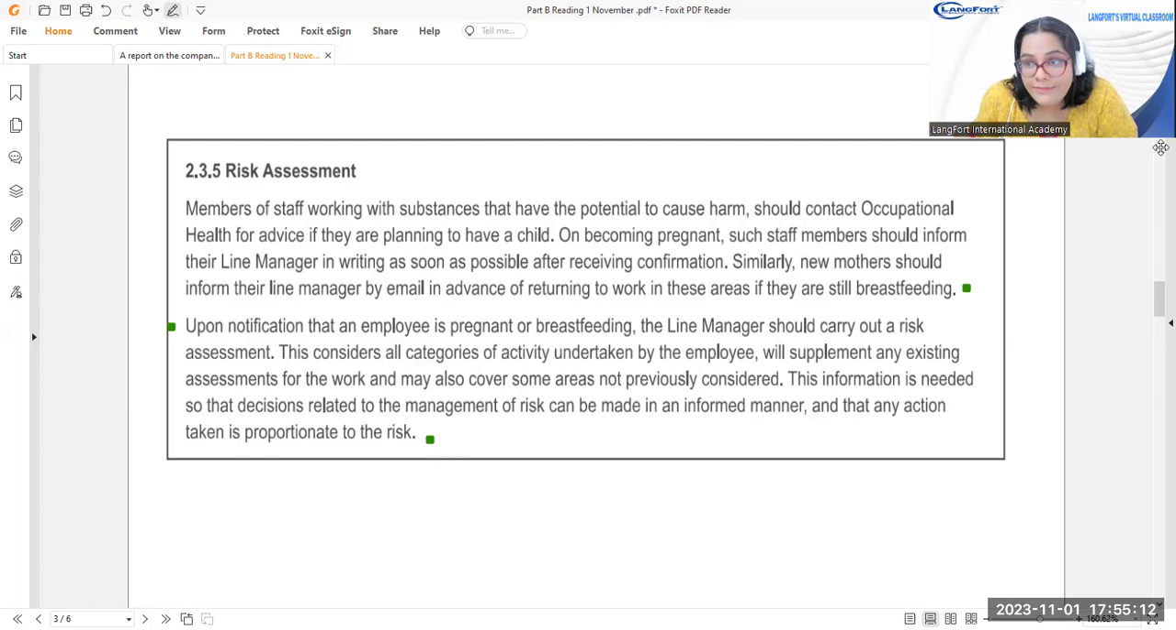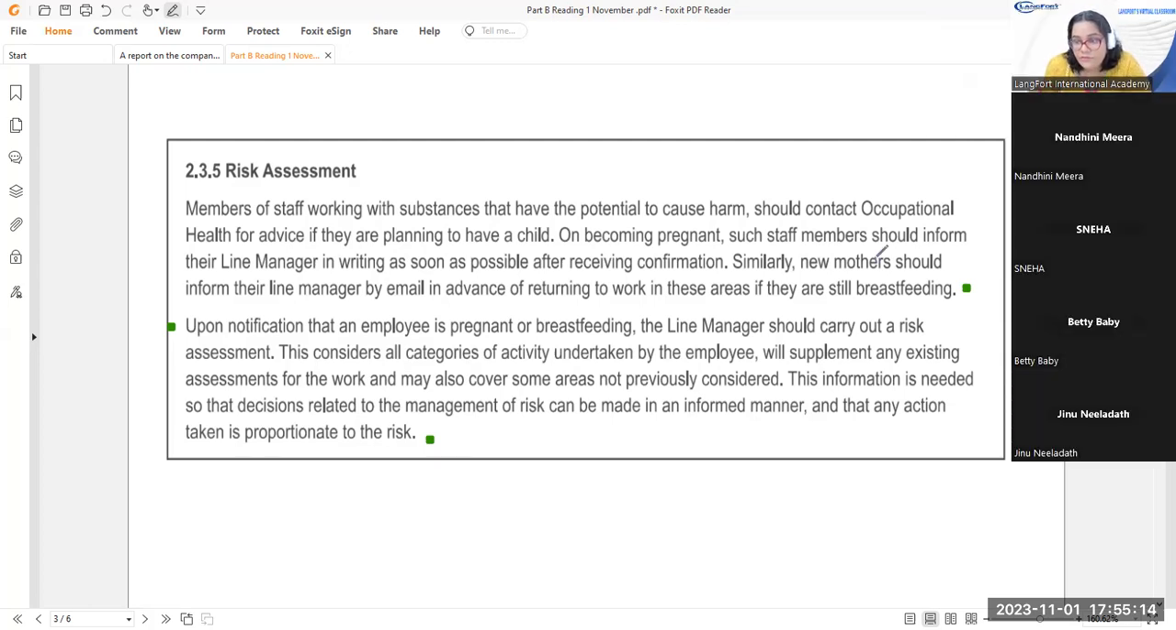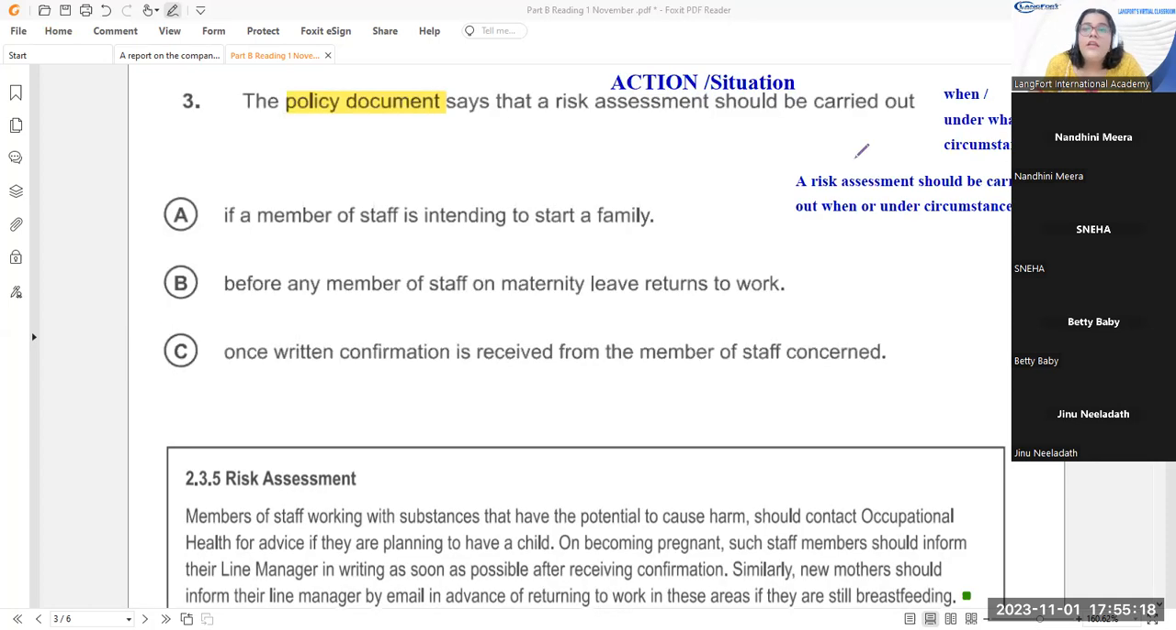Are you guys clear? Any question? Clear, Betty, Jinu, Nandini, Sneha, others, are you clear? Okay, perfect.